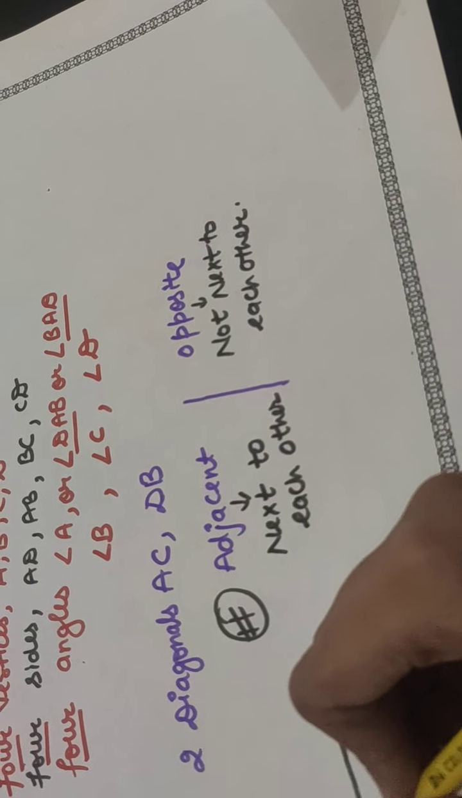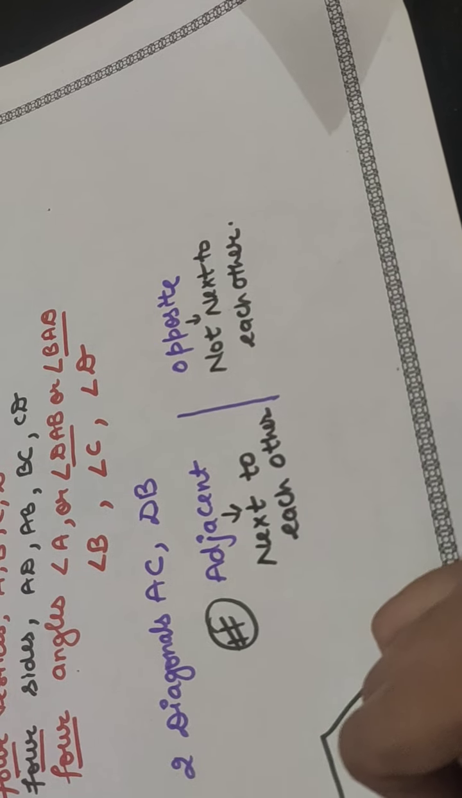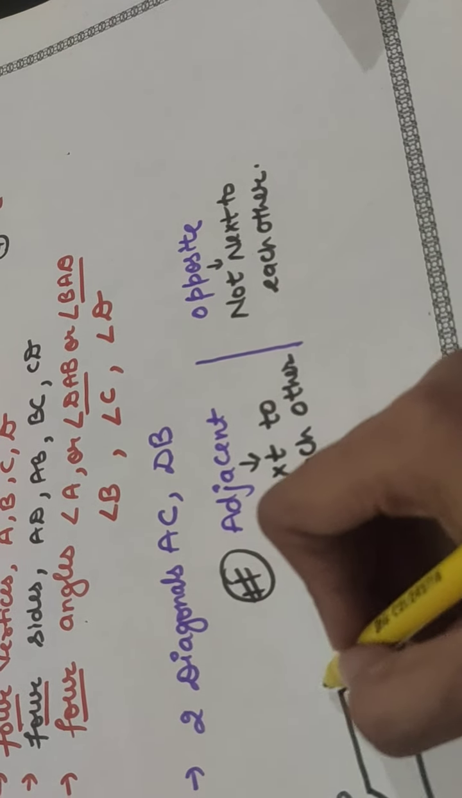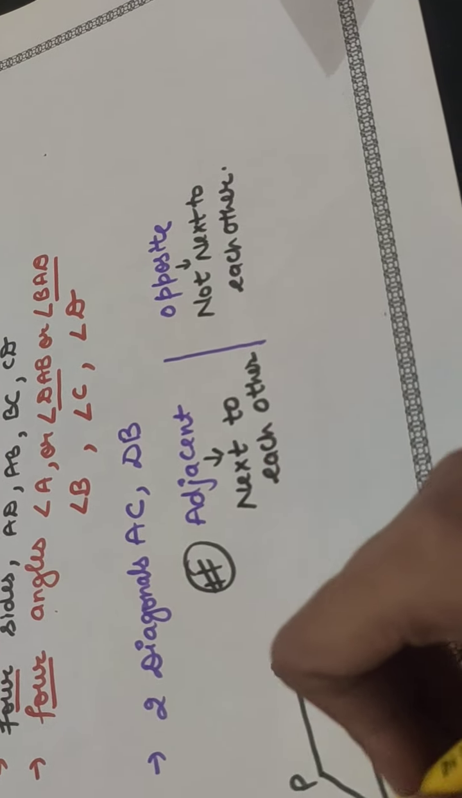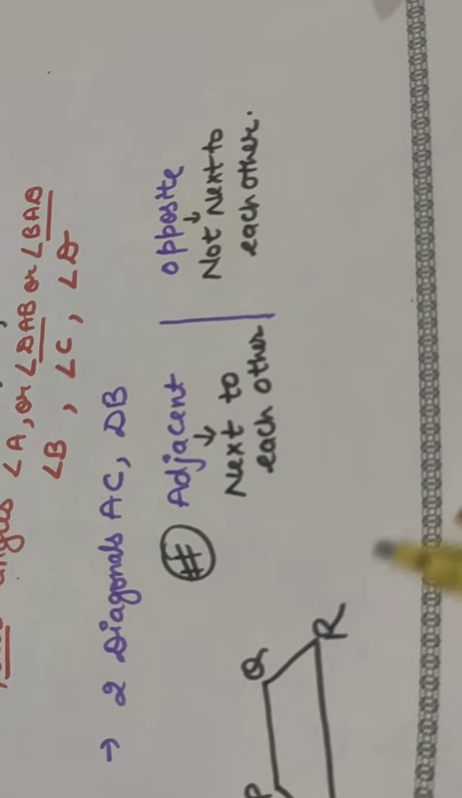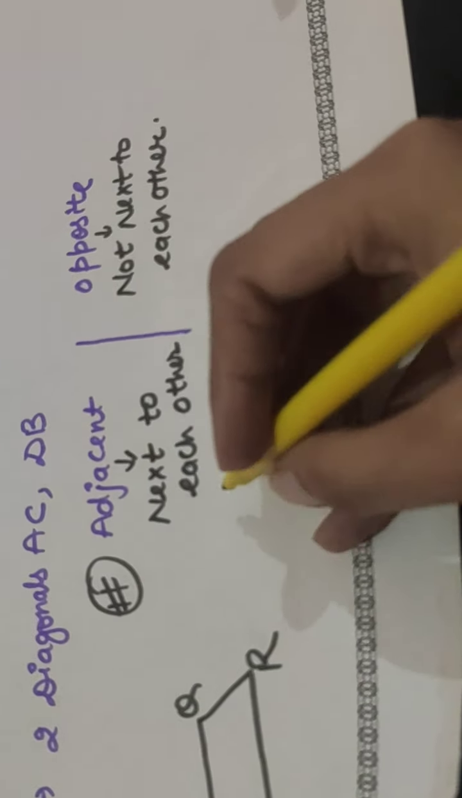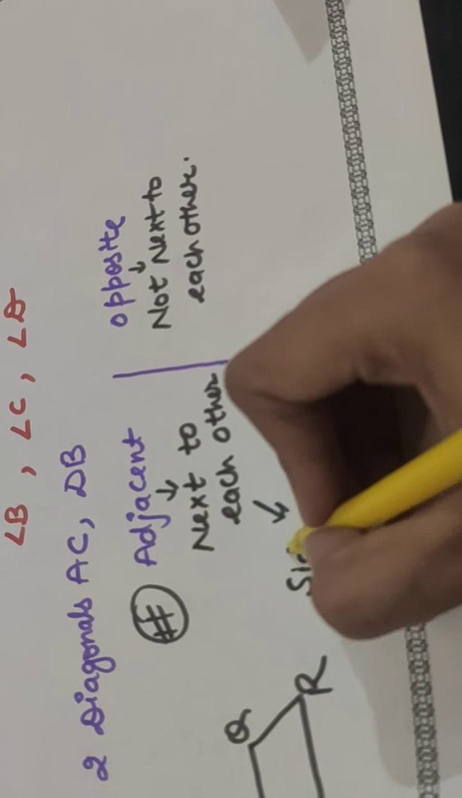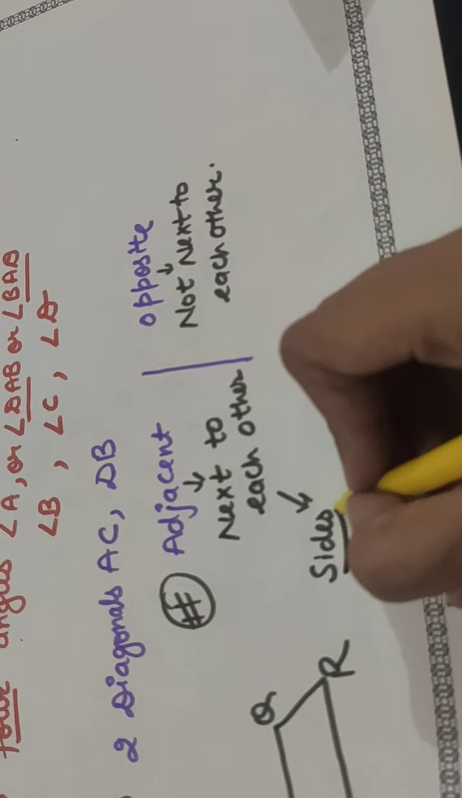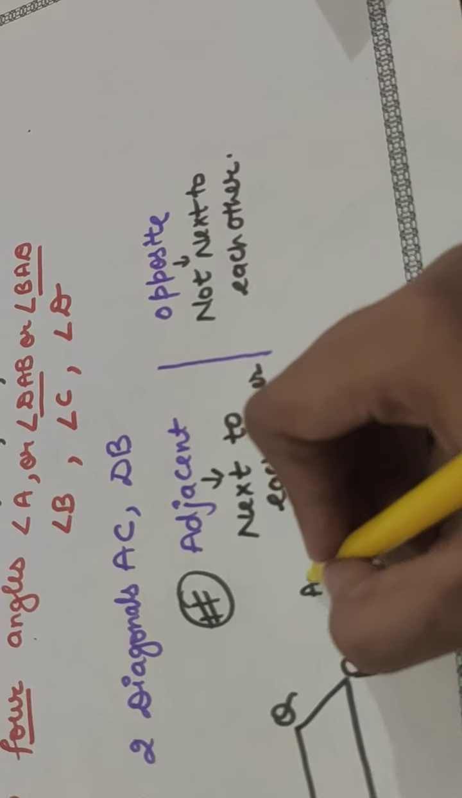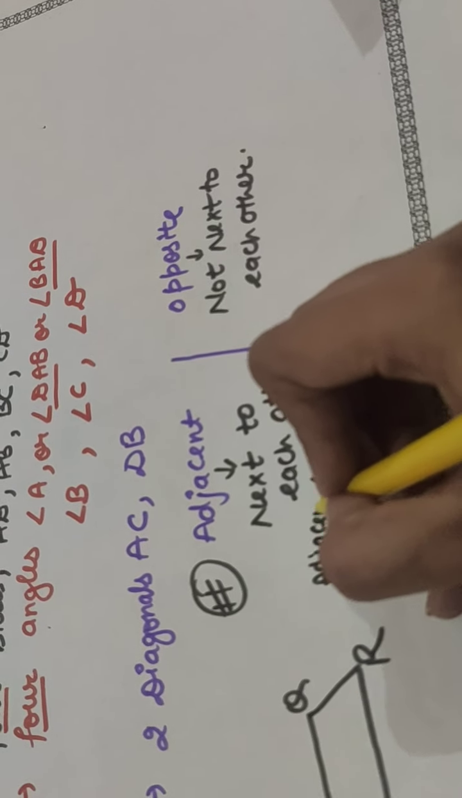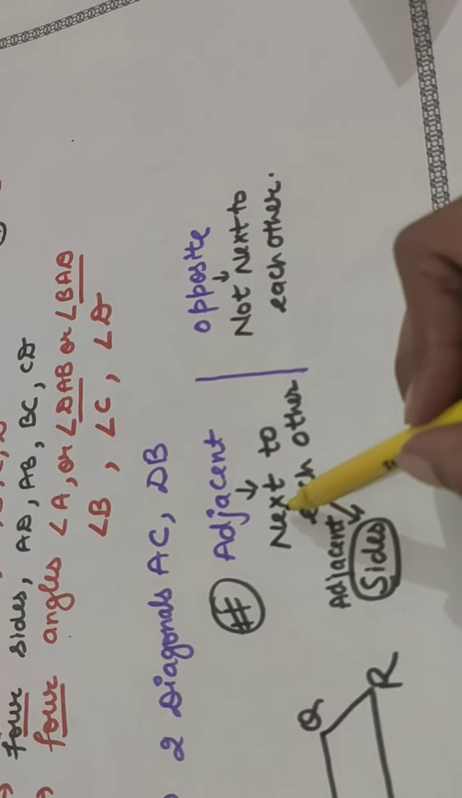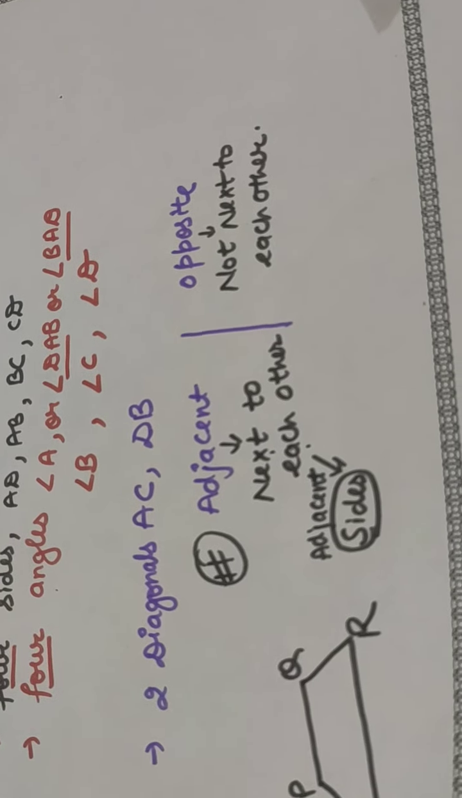Some another quadrilateral. Let us just name it as P, Q, R, S. You have to find out the adjacent sides. So adjacent sides are those sides which are next to each other.